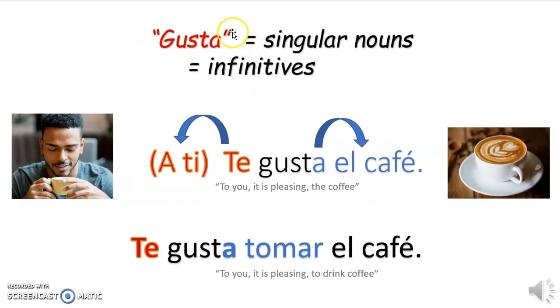So just to reiterate, you use gusta or a single form of the verb, fascina, encanta, whatever it is, for single nouns and infinitives. Examples. Te gusta el café. To you, it is pleasing, the coffee. We translate it, you like the coffee. Te gusta tomar el café. It is pleasing to take or drink the coffee. So you like to drink coffee. Te gusta tomar.